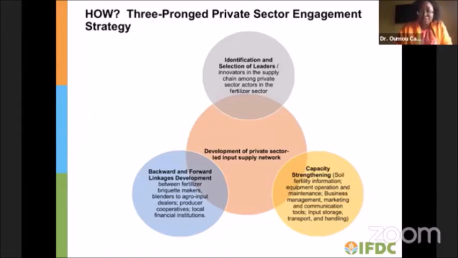I saw a lot of participant questions here asking, what about the private sector? Why is the private sector not in this forum today? It's a critical question, and they need to be on the table from the beginning. So you have to be able to identify and select key players. You have to strengthen the capacity to address the demand and the constraints in the system, and you have to create backward and forward linkages.